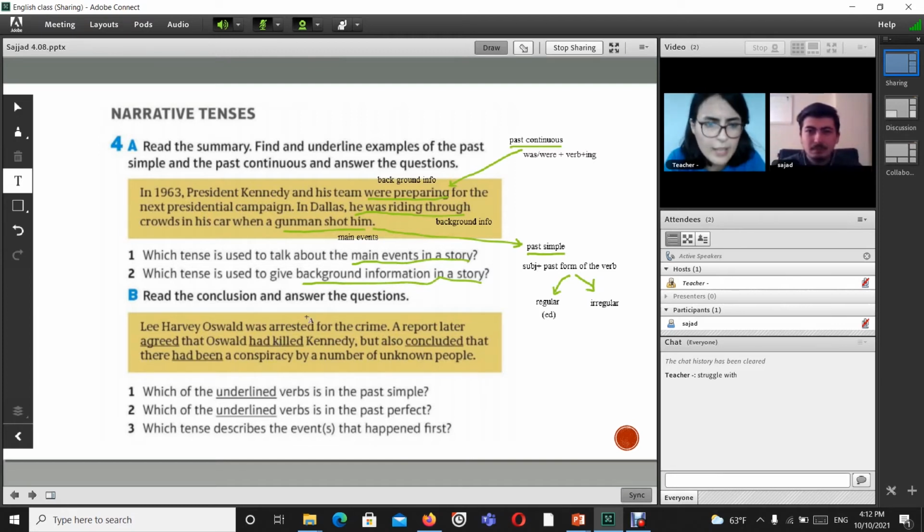Now let's take a look at the next part. We are not supposed to do all of them together right now. So look at part B. This time, read the sentences and tell me which of the underlined verbs is in the past simple, and which one is past perfect. Just the underlined parts. Agreed. It's past simple. Good.